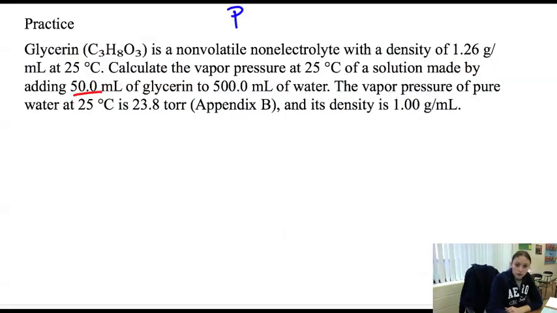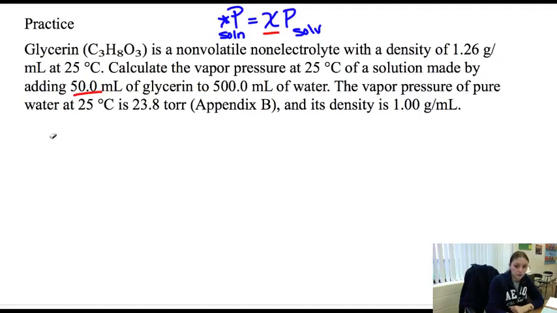I eventually want this lovely equation we looked at a second ago. This P on the left side is my solution, so on the right is my solvent. So I eventually want this one on the left there. Well, what do I need to know? I need to know a mole fraction, and nowhere in there do they directly give me moles. So I've got to do a little bit of work here, and then I can plug it in.